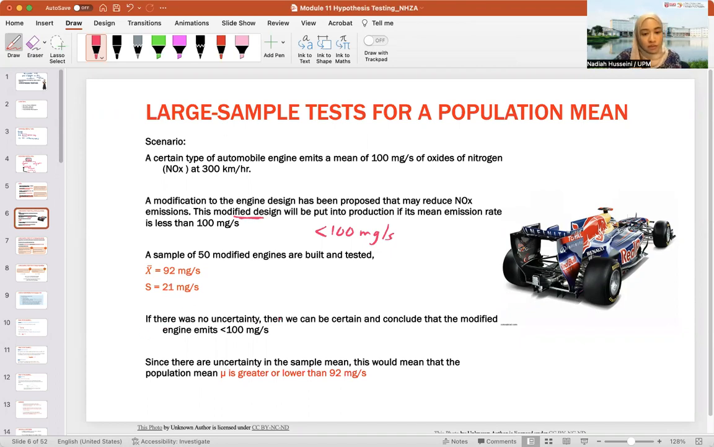So if there was no uncertainty, then we could be certain and conclude that the modified engine emits less than 100 milligram, but we do have this. So the 92, which is less than 100 milligram, is just a sample. We don't know for sure if it's true or not. We need to know what our mu is. Okay, since there is uncertainty in the sample mean, this means that the population mean mu is greater or lower than 92. So the sample is just a sample. We need to test it to see if it's true or not.